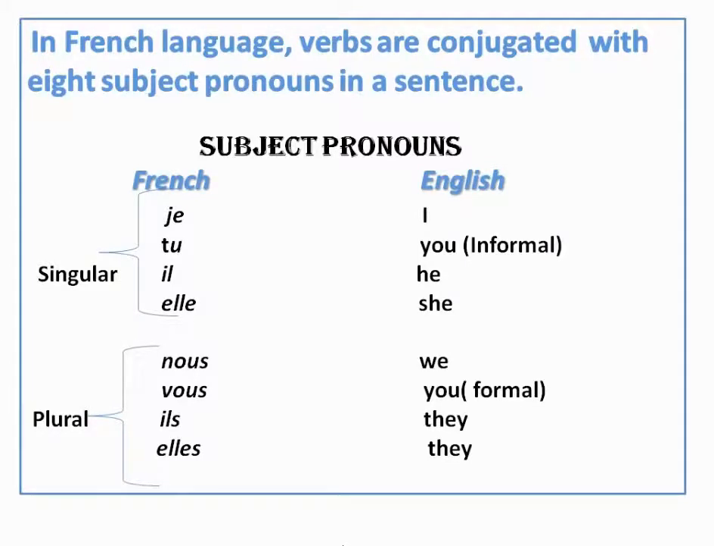So let's see how we pronounce the subject pronouns in French. Je, I, tu, you, which is used for informal, il, he, elle, she. These four subject pronouns are used for singular. Then nous, we, vous, you, which is used for formal, ils, they, elles, they. All these four forms are used for plural.